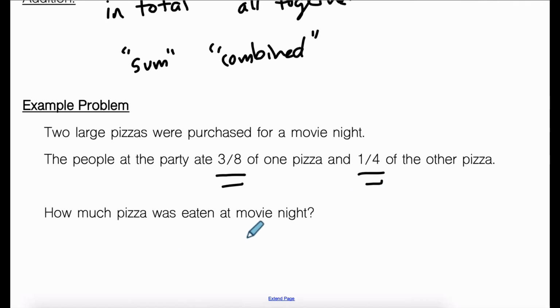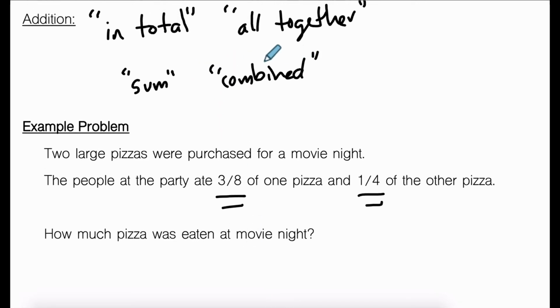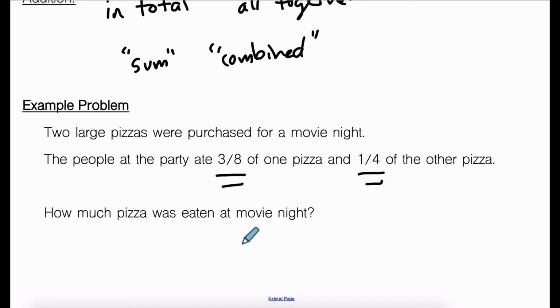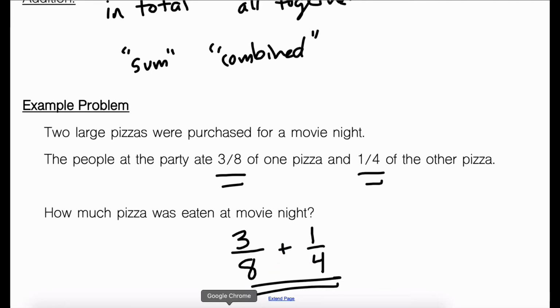Now, in this particular word problem, there aren't any of those phrases directly stated. However, you could change this question. How much pizza was eaten in total, all together? What is the sum of all the pizza? Or if you combined the pizza together? All of those things don't change this problem, and that is what it's asking. It's asking for the total. So the first pizza, you ate 3/8 of it. The second pizza, you ate a quarter of it. This is totally an addition word problem. So if you see a problem like this, you're adding your fractions together, and then you'd go forth and you'd add like you normally would.